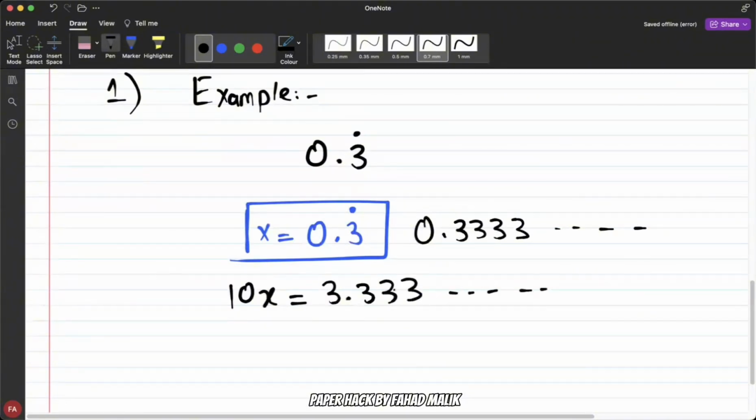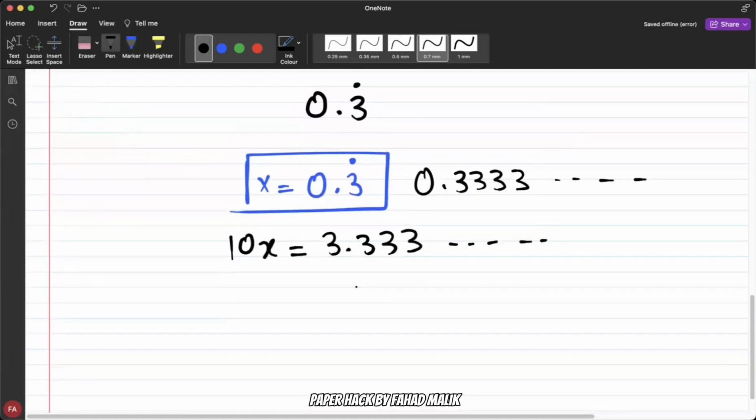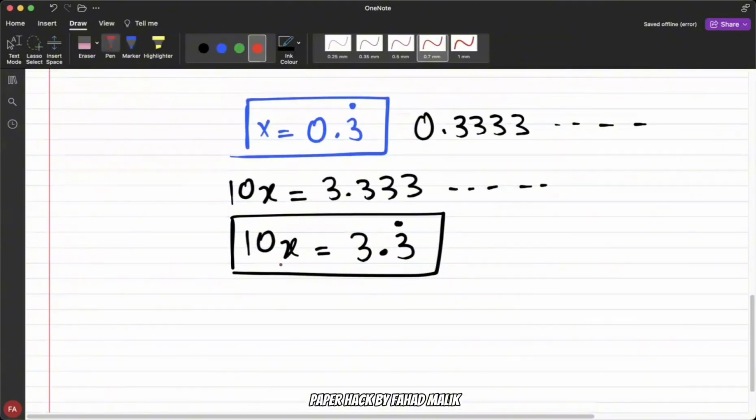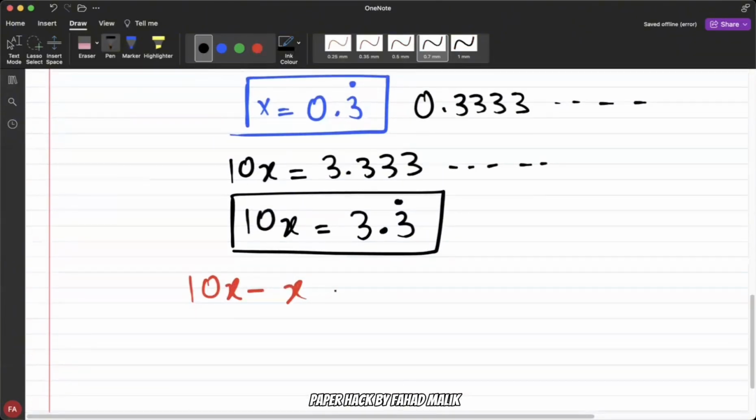3.3333, and the list goes on and on. Is it possible for me to write down the same expression as 10x equals 3.3 dot dot dot? I mean, don't you think this has the same meaning, right? Expressing 3.3 dot has the same meaning as 3.333333. Now that we've already stated this, I can just subtract this. That means if I were to subtract 10x minus x, now let me ask you this.